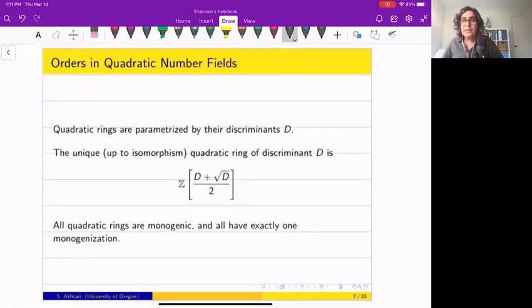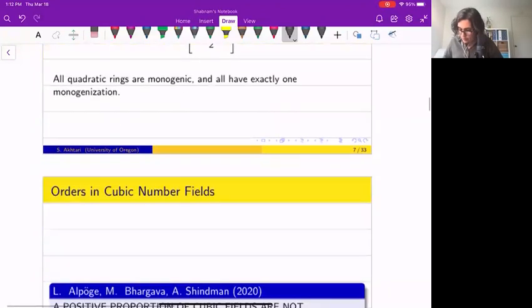Let's start with the quadratic number fields. In the quadratic case, for many years, we have known the answer. Every order is monogenic and it's uniquely monogenic. A number D appears as a discriminant if it's 0 or 1 mod 4, and for every such number D, you can write a unique order, and there is essentially one way to monogenize this order. So this has been known.